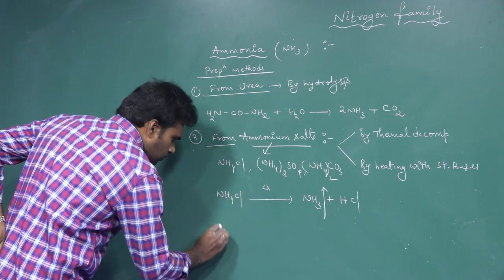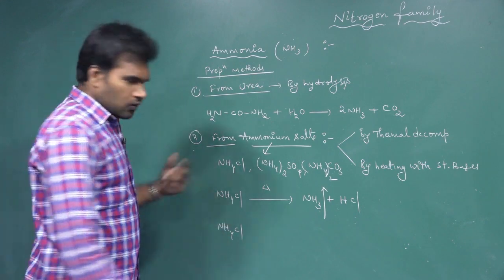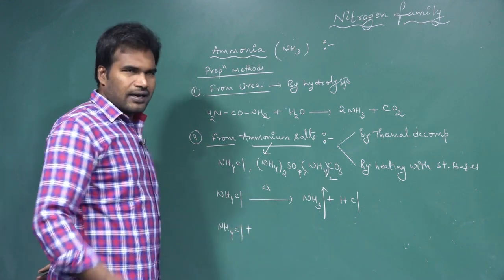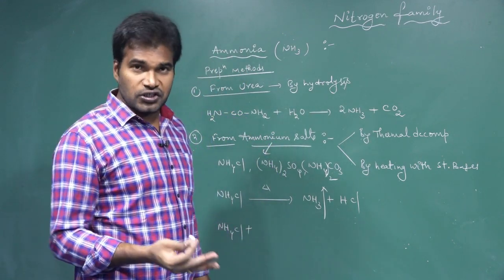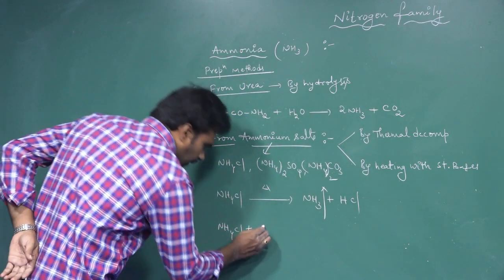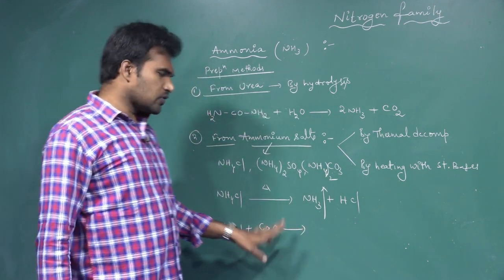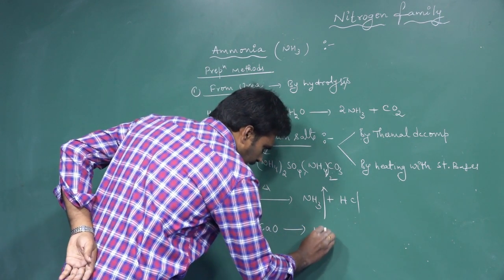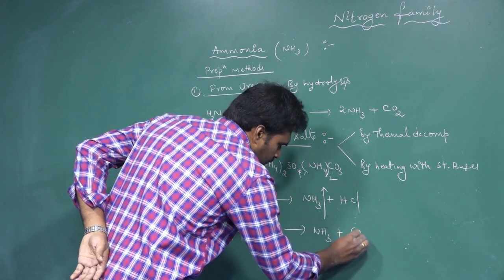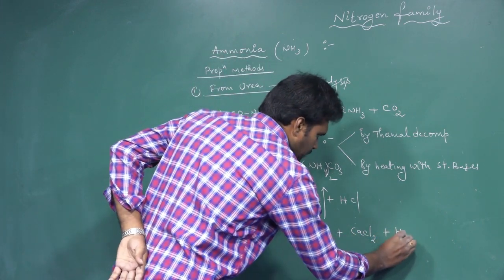Or else, to these ammonium salts, if you add strong bases like NaOH or CaO, MgO, likewise. See here, I am adding CaO. To this ammonium salt, if you add CaO, we will get NH3, CaCl2 plus H2O.